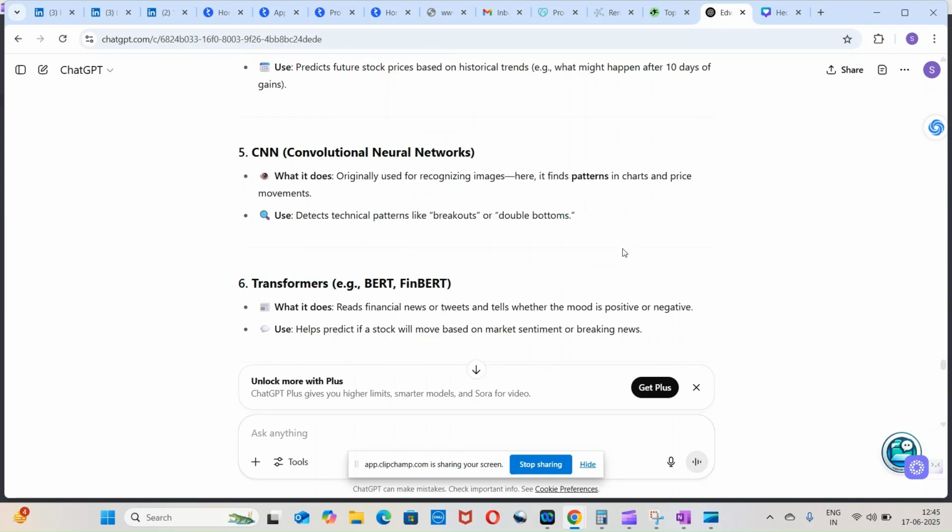Then we have CNN, which stands for convolutional neural networks. What it does is it recognizes images. You can give a chart to it, and it finds patterns in that chart, and the price movements in the chart. It can find technical patterns like breakouts, double bottoms, support, and resistance, and based on that it can predict the future, similar to what the chartists do by reading the charts to predict the future.